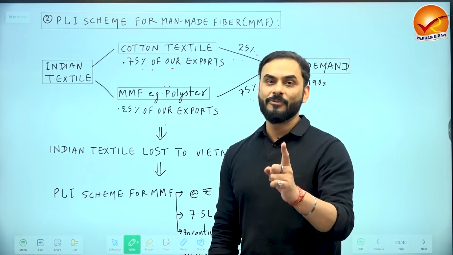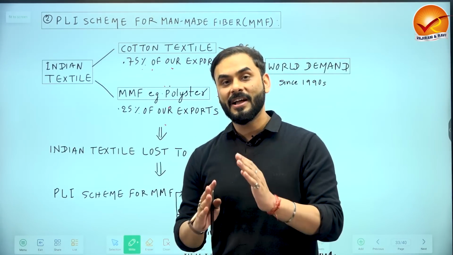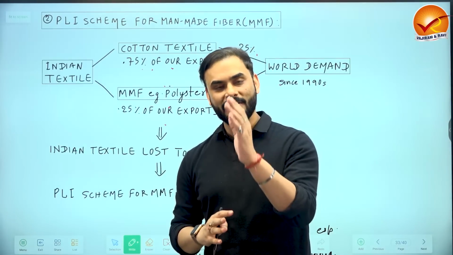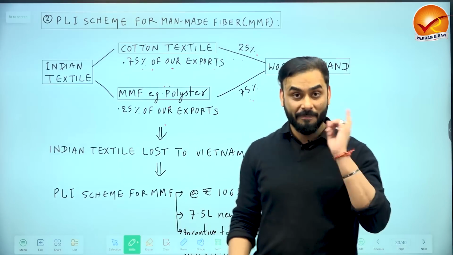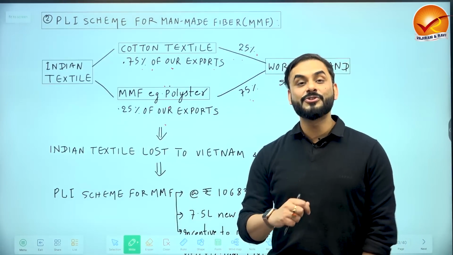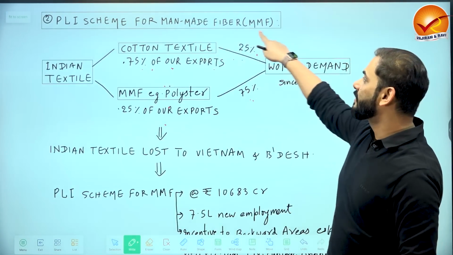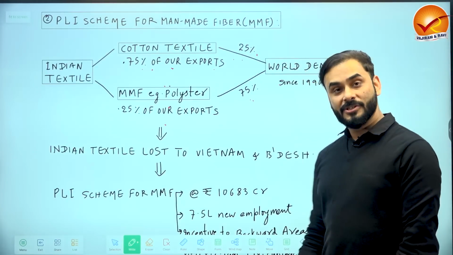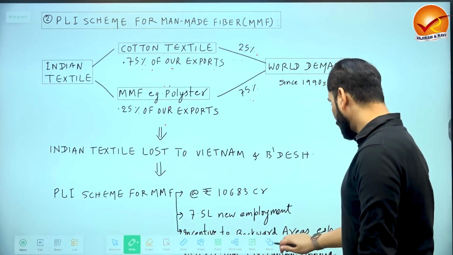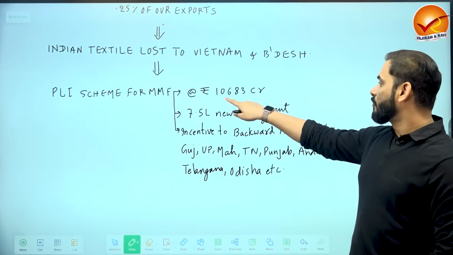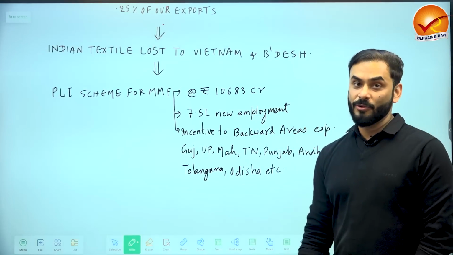This is precisely one of the big reasons that India has lost out to Bangladesh and Vietnam in the global textile trade. This is one of the big reasons. The Government of India wants to correct this. So what has the Government of India done? The Government of India has launched a production linked incentive for man-made fibers. And under it, the Government of India is allocating almost 10,683 crore rupees.